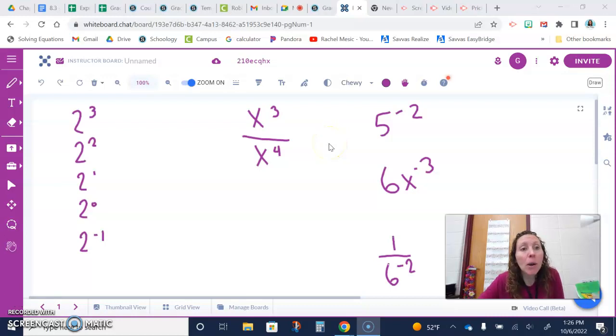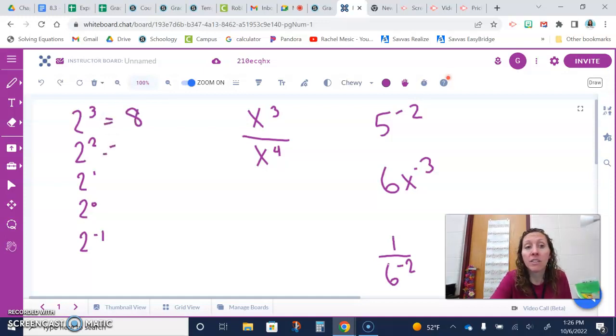Today we are going to learn about negative exponents. Let's review positive exponents. So 2 to the power of 3 means 2 times 2 times 2. 2 times 2 is 4, and 4 times 2 is 8.